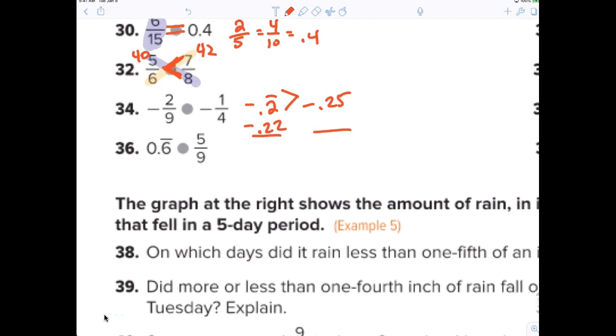All right, so 0.6 repeating. Everybody knows what fraction that is. What is that? 0.6 is what fraction, guys? 0.6 repeating is what fraction?